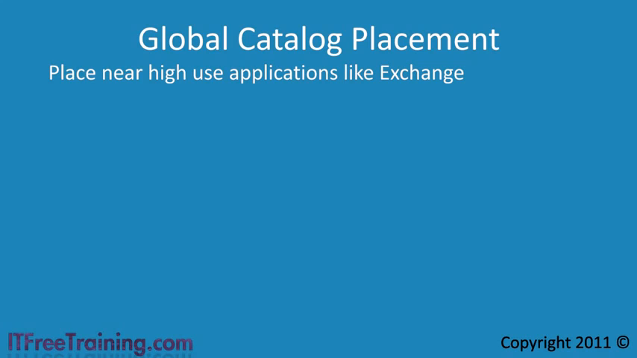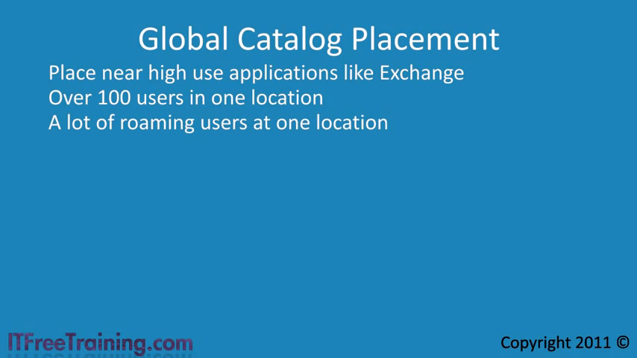Microsoft recommends global catalog placement if you have over 100 users in the one location or a location that has a lot of roaming users. The reason roaming users require a global catalog is when a roaming user logs onto a network from remote, the global catalog server needs to be contacted.